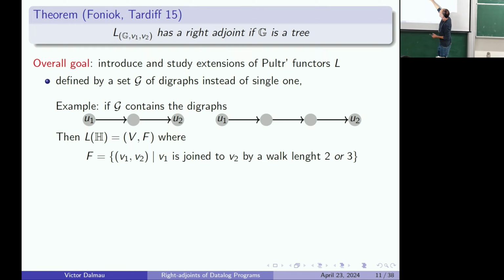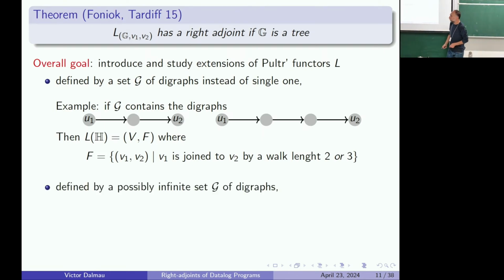For instance, now we can construct the functor that takes a graph and produces a new graph whose edges are all the pairs of nodes that are connected by a walk of length 1 or a walk of length 2. But we also want to deal with the case in which the family is even infinite. We'll see how this can be done.